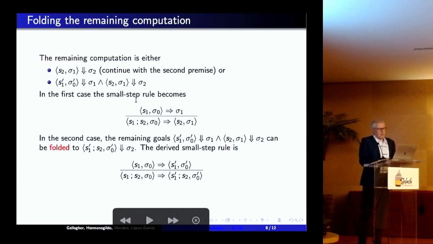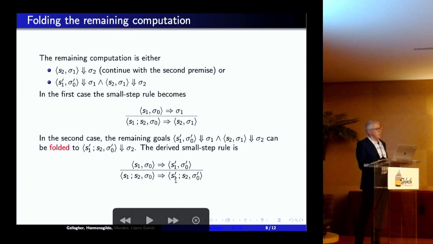and then the second premise. Now, in the first case, the small step rule that will derive from the partially evaluated interpreter will be: if we do a small step on S1 and it terminates right away, then from S1 semicolon S2, we'll just go straight to S2, as we'd expect. In the second case, we've got two goals, and the way we make the next state is to fold those two goals. They are an instance of the same rule that we used to construct the premise in the first place. So we can fold it to get S1 prime semicolon S2, sigma prime 0, big step to sigma 2. So the rule becomes, if we do one small step, then we make one small step. This is the folding of the remaining premises.